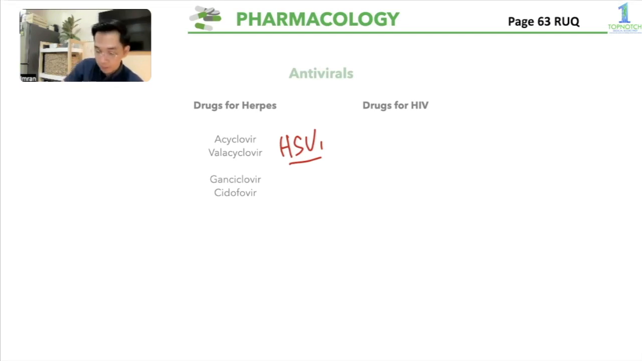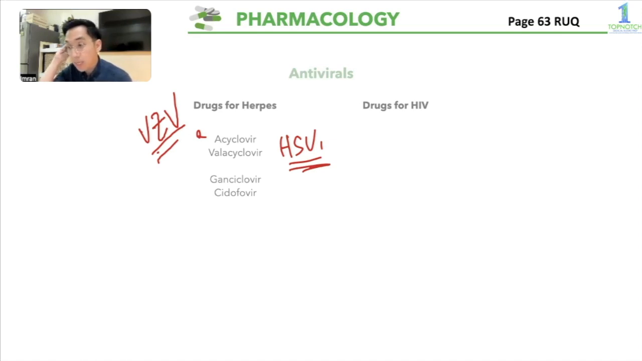It can also be given, acyclovir, for your VZV, di ba? Your VZV or your chicken pox. Acyclovir can be given for your varicella zoster virus. Okay? So ginagamit siya for HSV and VZV. So yun yung ating acyclovir. One of the side effects of your acyclovir is nephrotoxicity.